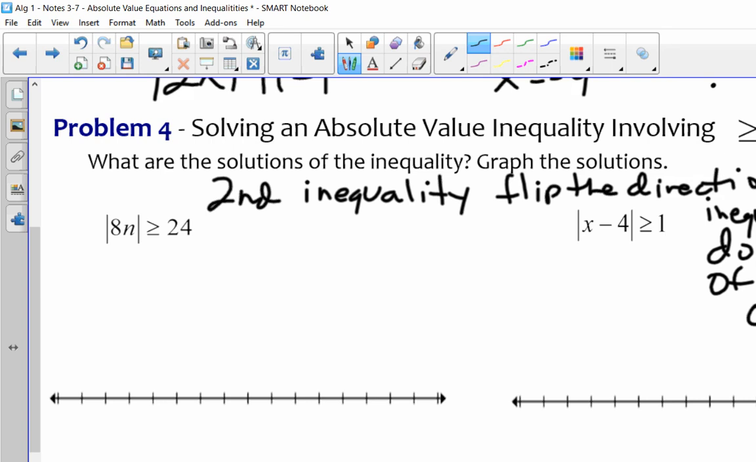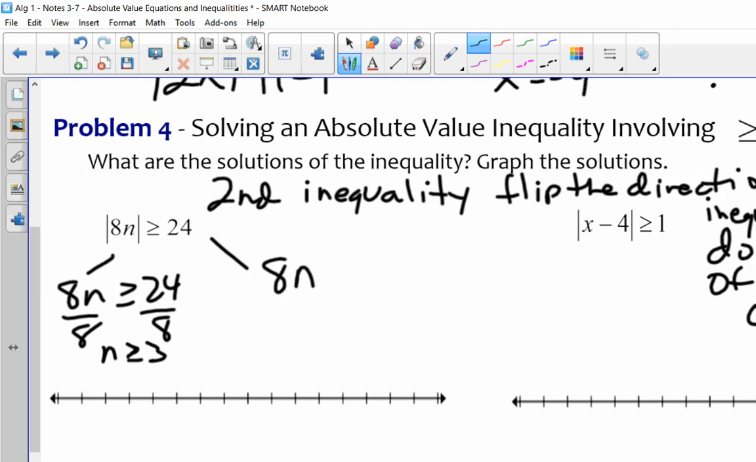Okay, so we're going to get two equations. I'm going to take it exactly the way it is, ignoring the bars, and solve it. So I'm going to go ahead and divide by 8, and I get n is greater than or equal to 3. Okay, but I'm going to get a second one. So take in this new rule, change the direction of the sign and do the opposite of what's outside. I'm going to go ahead and divide both sides by 8. N is less than or equal to -3.